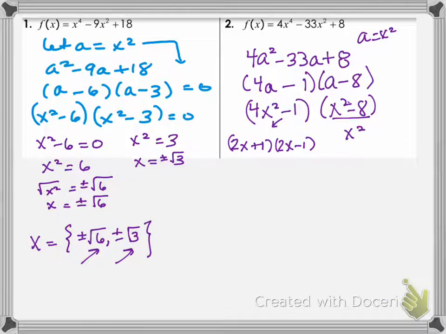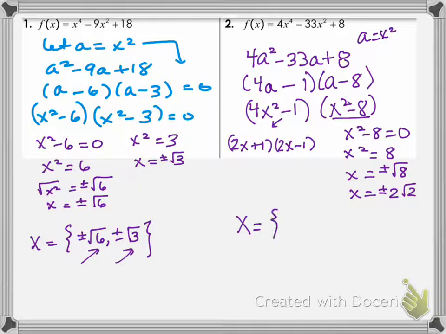x squared minus 8 equals 0. So x squared equals 8. So x equals plus or minus the square root of 8, which simplifies to 2 square root of 2. So x is equal to plus or minus 2 square root of 2. So for this problem, you'd have plus or minus 1/2, sorry, and plus or minus 2 square root of 2.